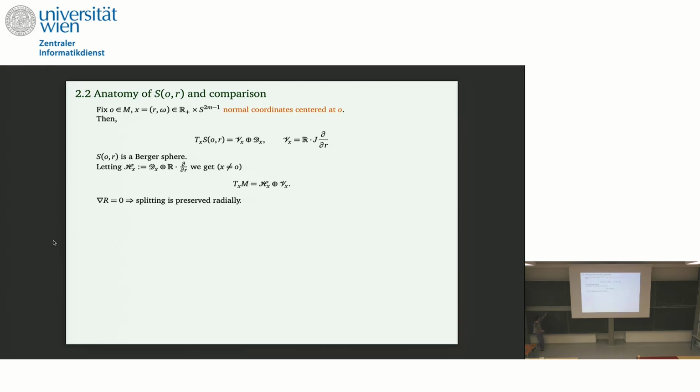And so we have that the tangent space, if this is point x, right, the tangent space of the sphere will split in a vertical direction and all the orthogonal ones, right? So V of x is simply the span of J d/dr. So it's this direction here. And then we have all the others, okay?